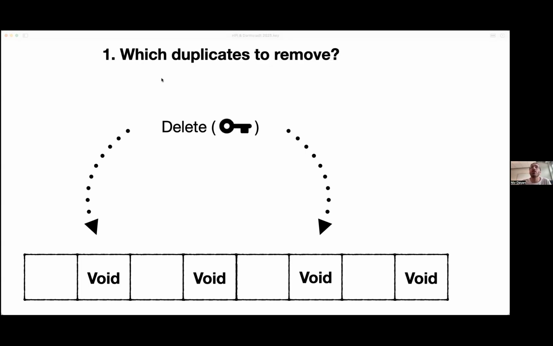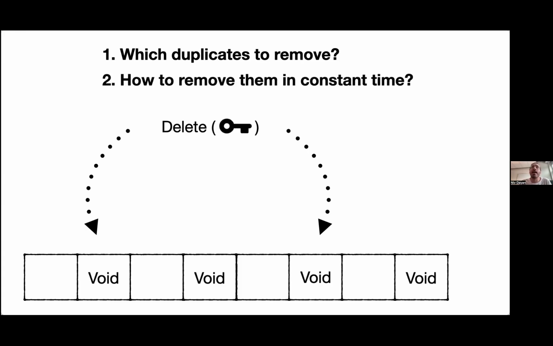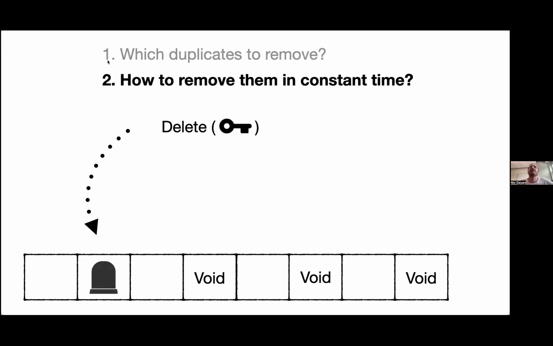The first one is, which void entries to remove for that key? How do we identify all the void entries that actually correspond to the key we're trying to remove? But then the second question is how to do this in constant time, because the whole point of this paper is to do things in constant time. And you might say, it seems impossible to do this in constant time because there are multiple void entries I have to remove. So how do we do this? Okay, let's tackle the first question first. How do we remove this entry in constant time?